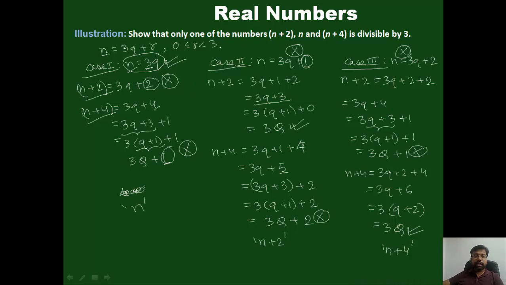So what we see is that out of the 3 numbers n, n plus 2 and n plus 4, only one of them turns out to be divisible by 3. The possibilities for the number n are these 3. In case n is this, then n is divisible. In case n is 3q plus 1, then n plus 2 would be divisible by 3. And in case n is equal to 3q plus 2, then n plus 4 will be divisible by 3. So whatever case you take, in all the cases combined, you find out that only one amongst the 3 turns out to be divisible by 3, which is what we had to prove.